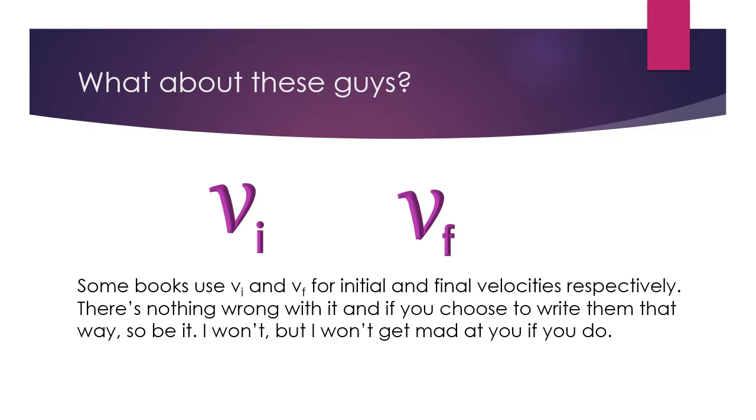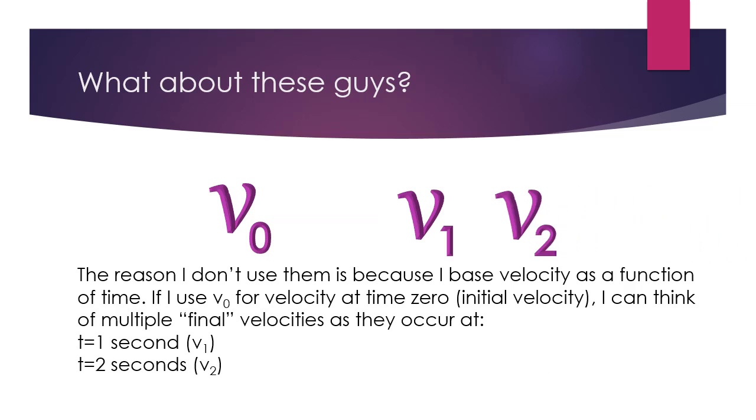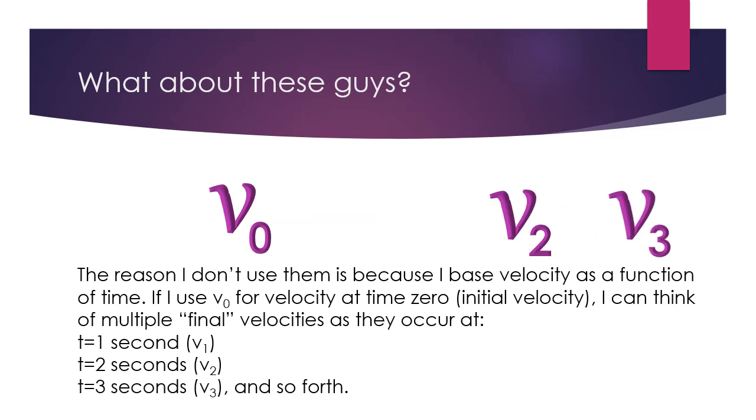I don't generally do it because, well, actually I'll get into that right here. The reason I don't use them is because I base velocity as a function of time. If I use v naught for velocity at time 0, which is initial velocity, I can think of multiple final velocities as they occur at t equals 1 second, so I'd have v sub 1, or t equals 2 seconds, v sub 2, or t equals 3 seconds, v sub 3, and so forth. So in many cases you will always have one initial velocity, and that will be v naught. But there are many other instants that you might be looking at, and you designate that by the time interval. So you can be like, okay, at 4.5 seconds, that'd be v sub 4.5.